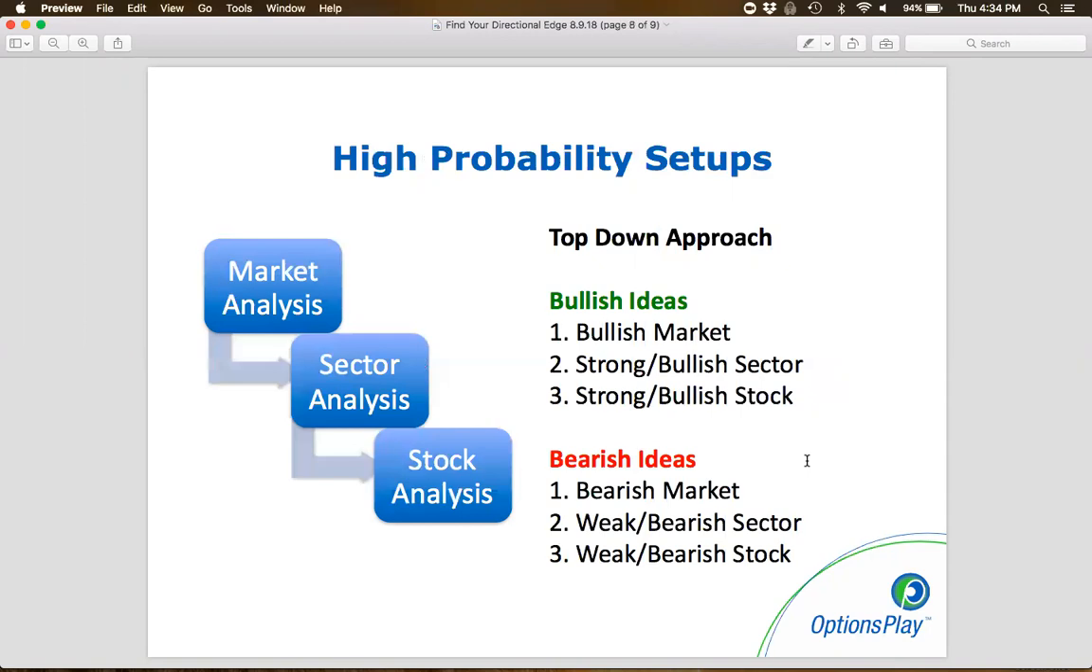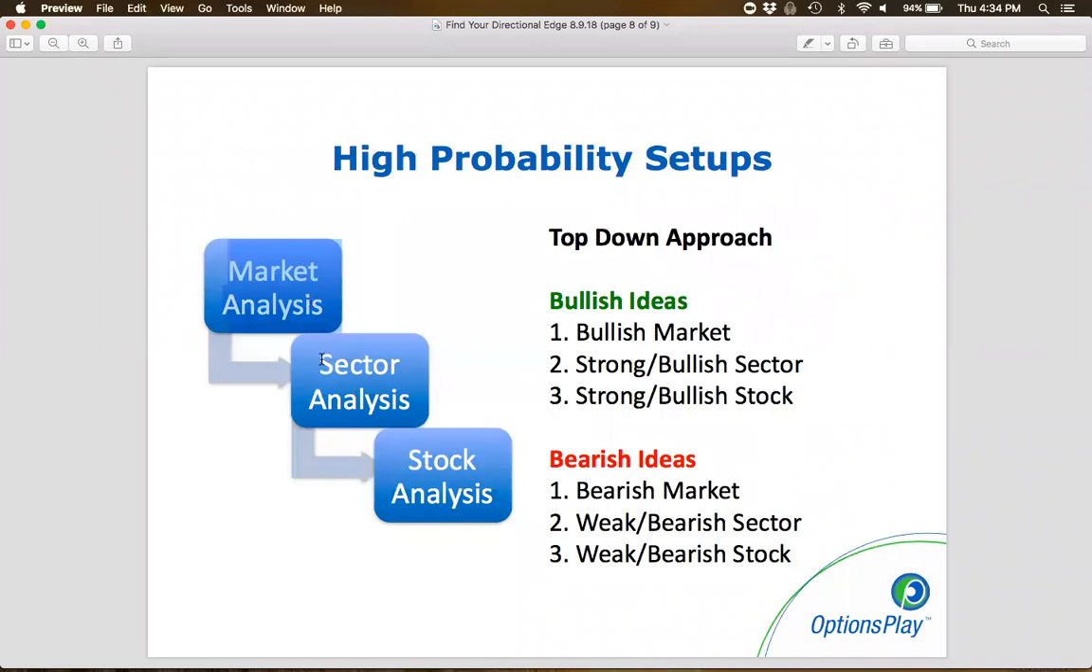So we take an approach that's called the top-down approach. When we select our stocks every single day, we're not looking at individual stocks first. We're always looking at the overall market first. We want to get a feel for, are we bullish or are we bearish on the overall market? We usually use the S&P 500 as our proxy for that.